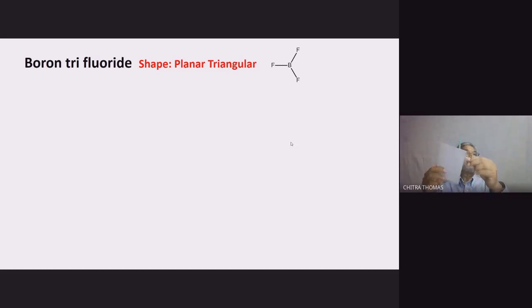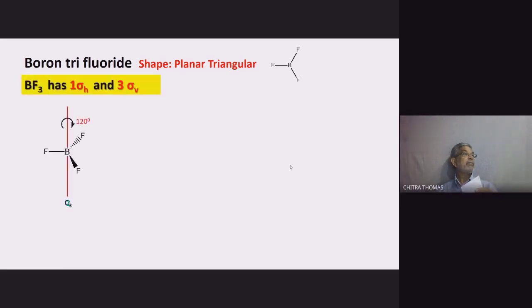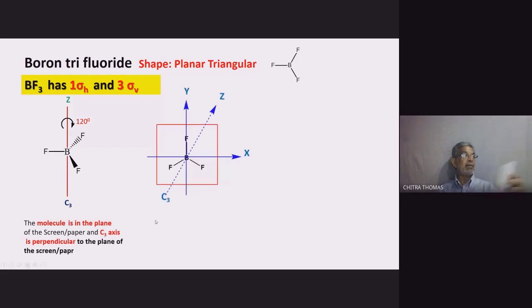See, this is one plane, okay? This is one molecular plane. This will be perpendicular to what? The principal axis. So, is it horizontal or vertical? This is a horizontal plane. The molecular plane is, this is C3, and this plane is perpendicular to C3. So, this is a horizontal plane.